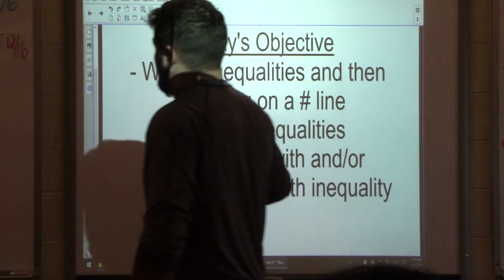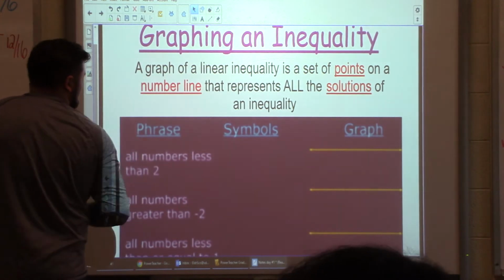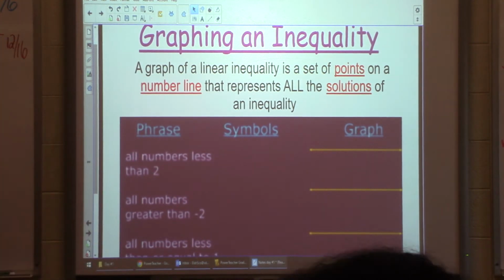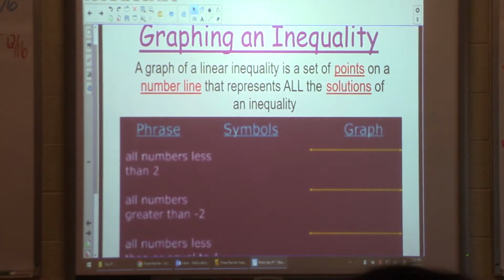Alright, first and foremost, graphing an inequality. The graph of a linear inequality is a set of points on a number line that represents all of the solutions of the inequality. So that's those first few fill in the blanks.